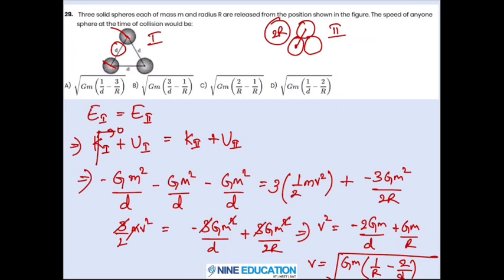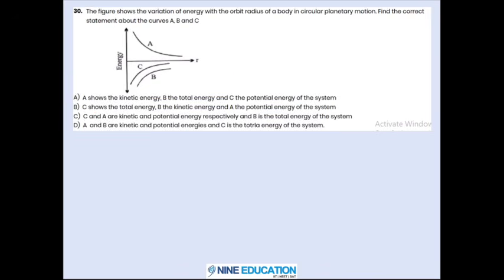I think none of the options is satisfying this. The answer is given as option D. So obviously this has to be under root GM (1 by r minus 2 by d). This should be the correct option. So there is some mistake with the option. Hope you understood. Next question.